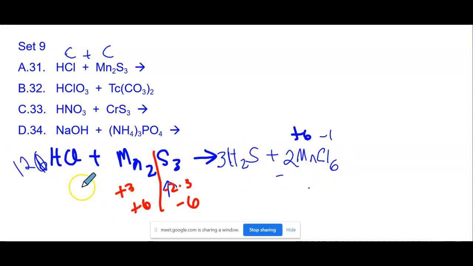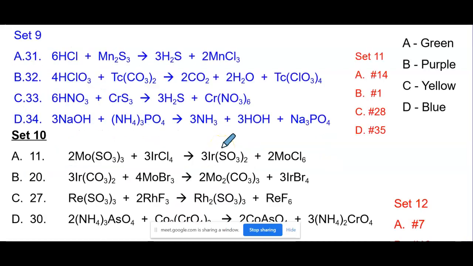Okay, so then that gives me 12 chlorines. Something's not right, because this shouldn't be. I'm missing something. This feels weird. Hold on, let me just think about this for a second. Actually, I'm just going to cheat and go look at the key to save us time. Where is it? There it is.